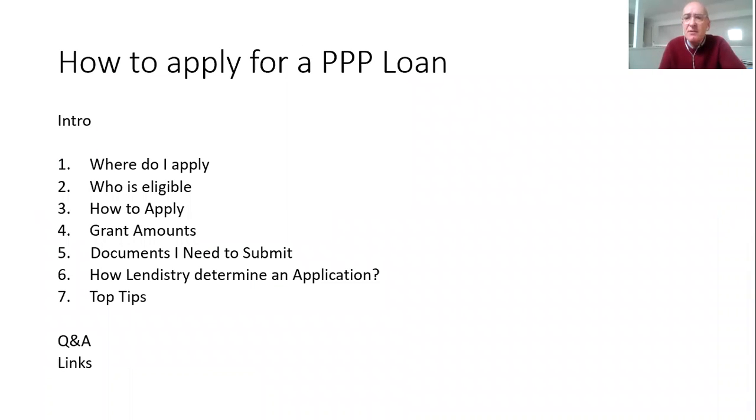Okay, so here's our agenda for today's webinar. I want to get to the obvious point. Where do I apply for the business grant? And I'll say what the business grant program is in a moment. Who's eligible? How to apply? What are the grant amounts? The important documents that you need to submit with an application. How will Lendistry, that's the organization responsible for managing the program, determine your application? And what are the top tips? What advice can I give you now in preparation for making an application? We'll then get into a Q&A, and I've got some links as well.